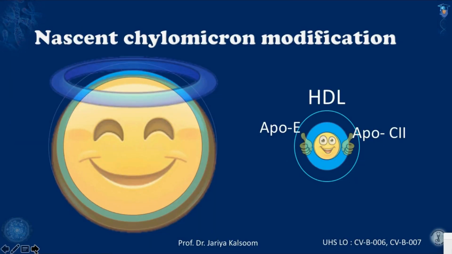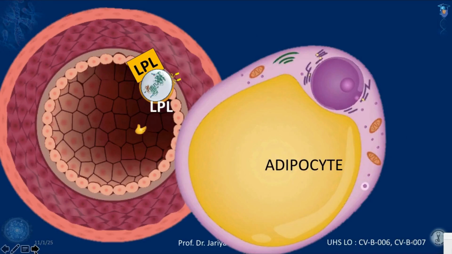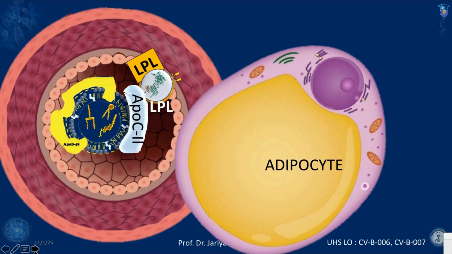Now chylomicrons are big in size. These cannot diffuse out, so these are exocytosed into the lacteals. Lacteals form the thoracic duct, and from the thoracic duct these are released into the circulation as nascent chylomicrons. Here these encounter HDL, which offers ApoC2 and ApoE.